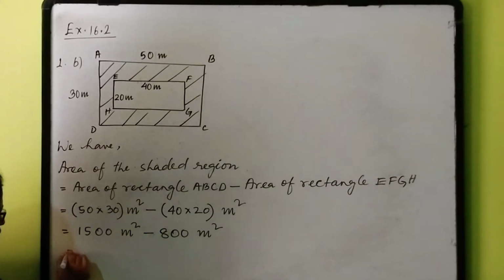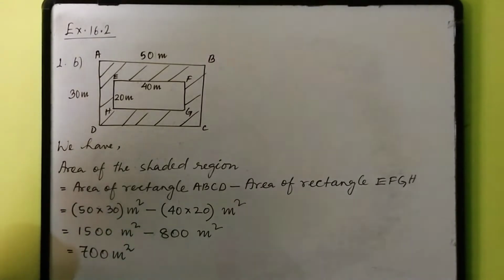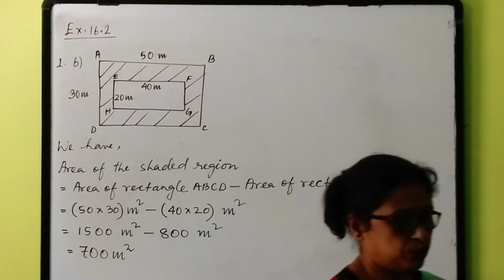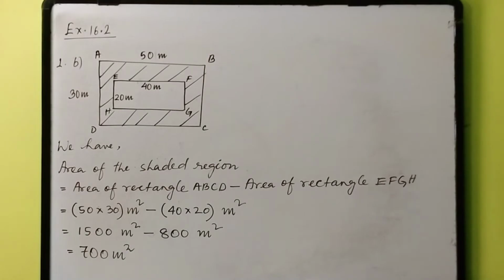So what remains, my dear students? 700 square meter. Okay? Have a glance on the board whether you have understood or not. Very easy one. So area of the greater rectangle minus area of the smaller rectangle will give you the area of the shaded portion. Okay? Have a glance on the board and write down the things properly.